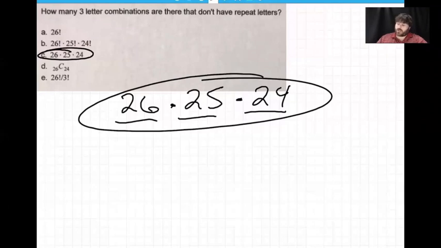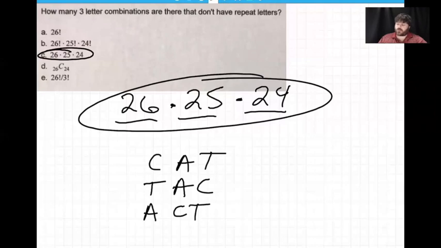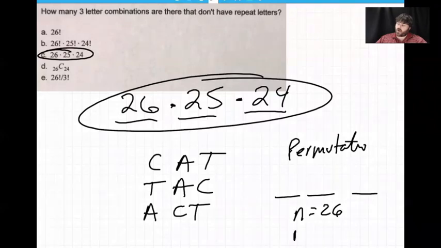Now, alternately, since order matters, cat is going to be different than tack, which is going to be different than act. Since order matters, we know that we could solve this using a permutation. I have more letters than I have spaces, so I could use a permutation. N would be 26, and R would be 3. I have 3 places and 26 letters to choose from.